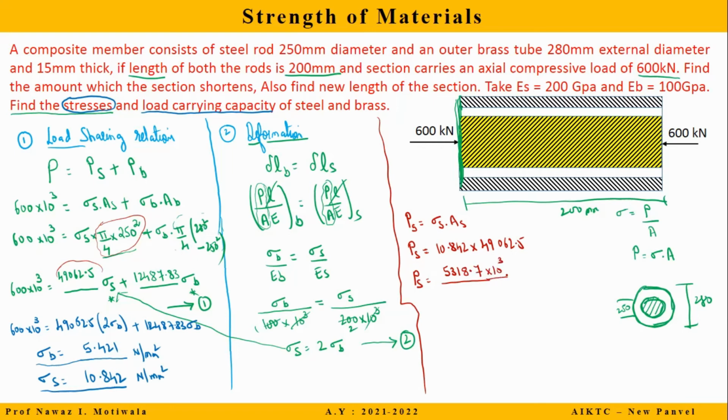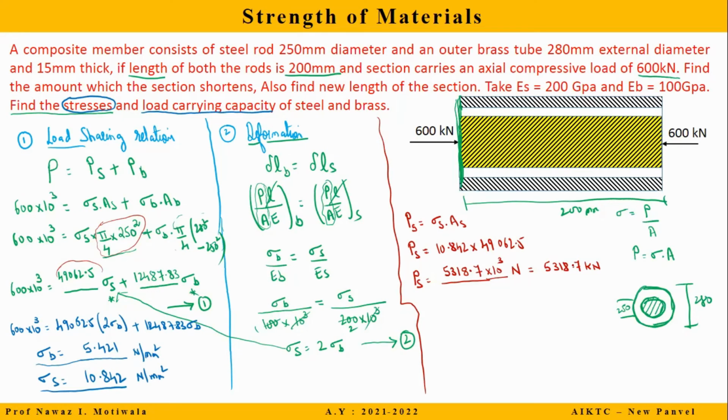This is your answer, it must have come. This is in newtons. So what I can write in terms of kilonewton, if I want to write, is equal to 5318.7 kilonewton. Because in the question the load which was given was in kilonewton, so I am just converting the answer into kilonewton as my final answer. If you don't do it, there is no problem. You can leave your answer in Newton also.